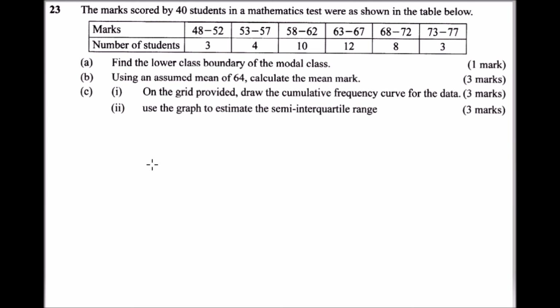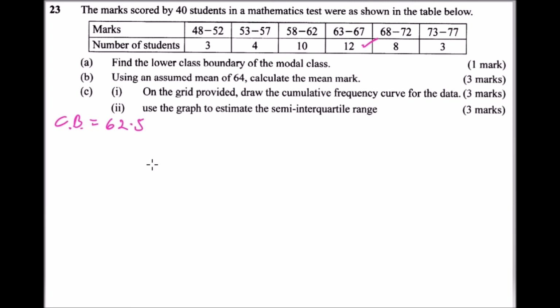So part A, find the lower class boundary of the middle class. The middle class is the class that has the highest frequency. The frequency here is the number of students. So this is the class that has the highest frequency, and for the class boundary we subtract 0.5 from 63. So you can say the class boundary is equal to 62.5. That is the lower class boundary of the middle class.